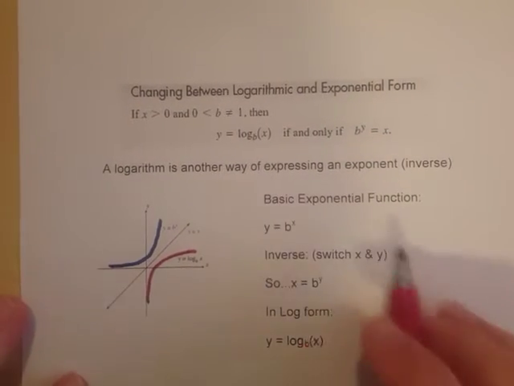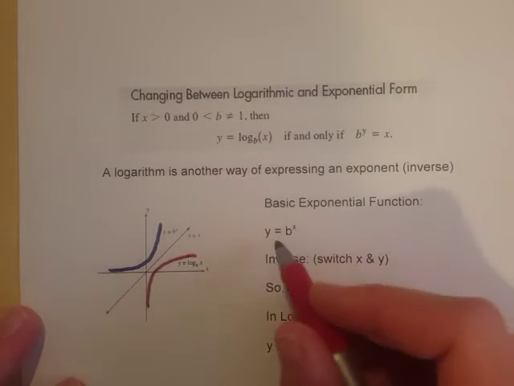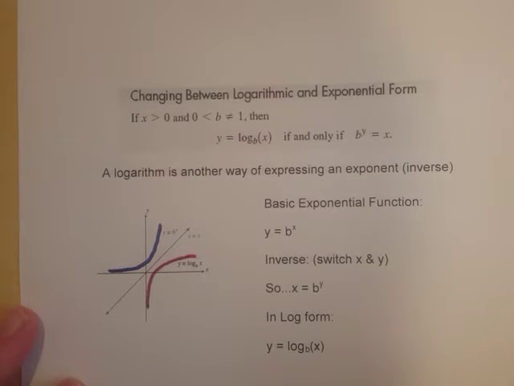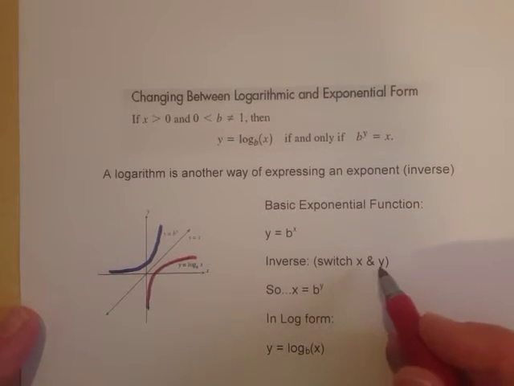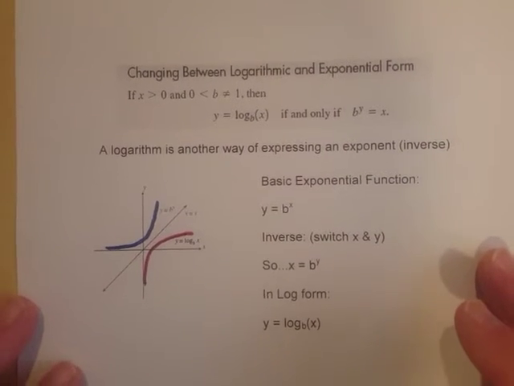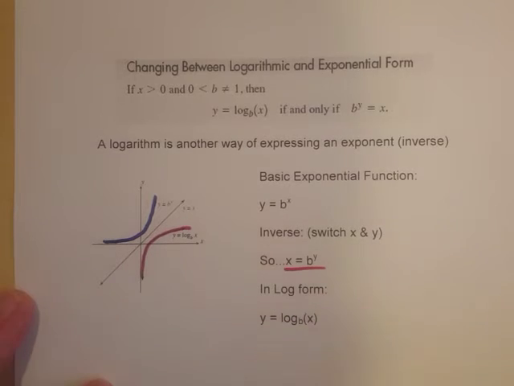Well, here's the reason. If you look over here, your basic exponential function, like I mentioned, is y equals b to the x, where b is the base. Now, in order to get your inverse, you have to switch x and y. We've talked about that before. That is the algebraic definition of inverses. And so then you're left with something like that.